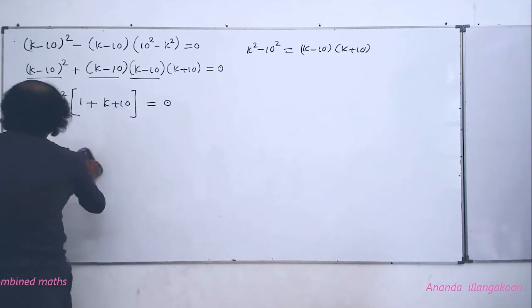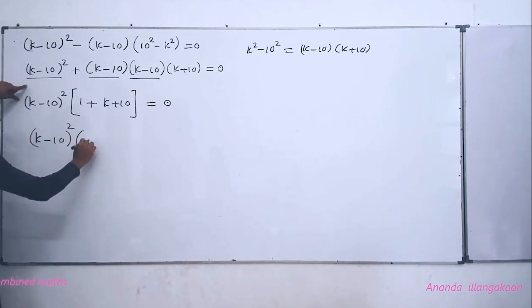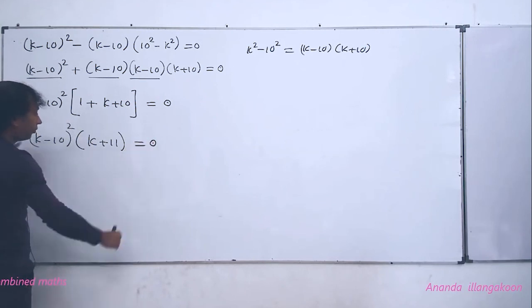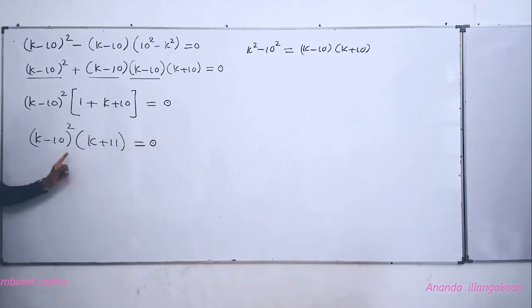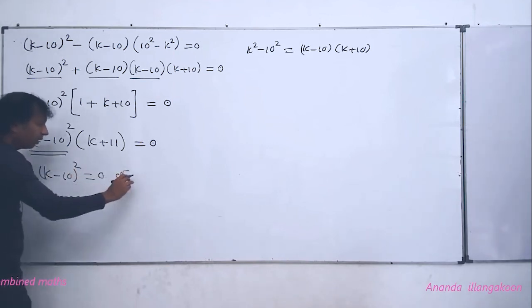Right. Now you can very clearly see here K minus 10 perfect squared times this K plus 11 equals 0. This product must be equal to 0, people. For this product to be 0, definitely this perfect squared should be 0, or this K plus 11 should be 0.